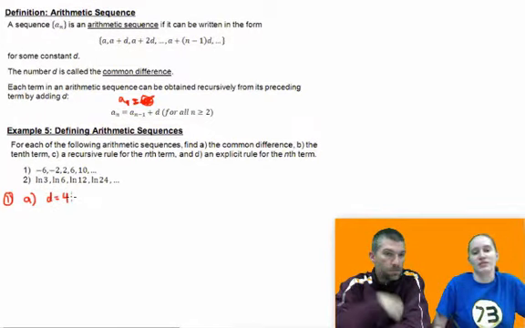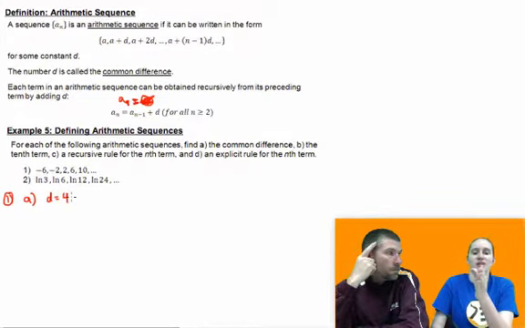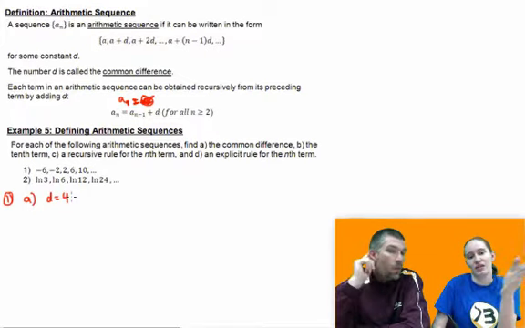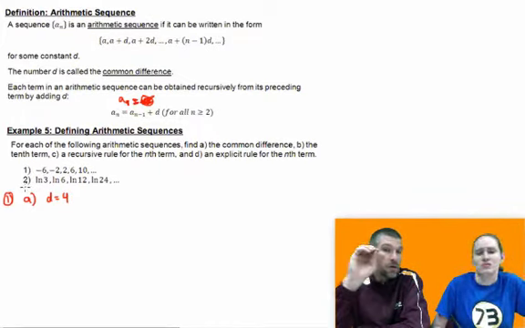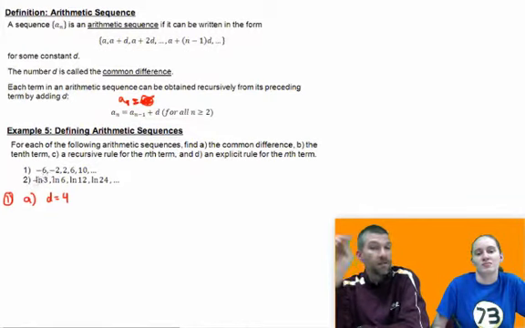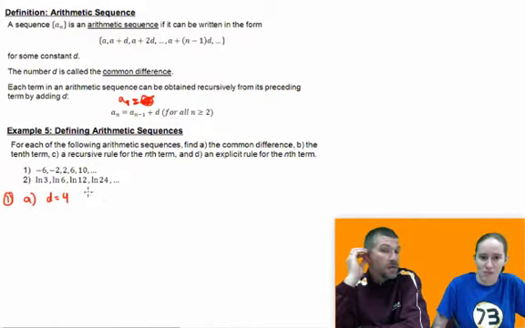And really, you need to think of it like, what are we adding each time? Because if you are really subtracting, you need to put the negative in the common difference. And one way to find this is take where you're stopping and subtract where you're starting. So -2 minus -6 gives you positive 4, and it'll tell you exactly what D should be.